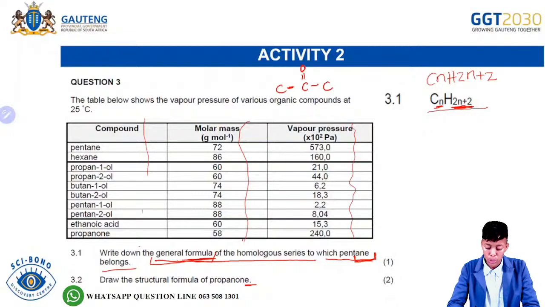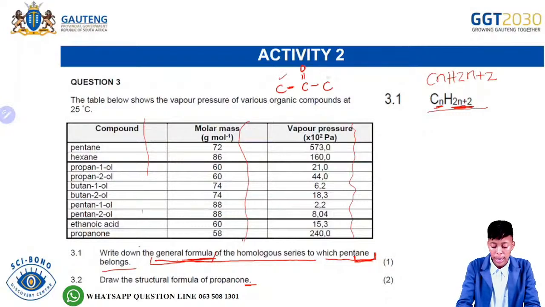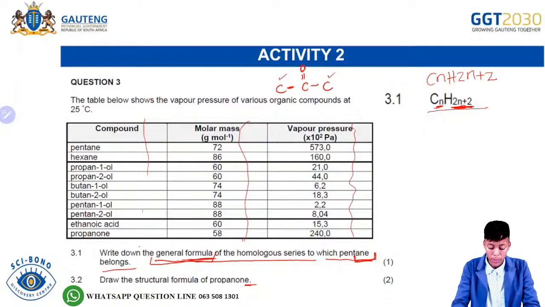And then you move on to the next one to say it is prop. So if you have prop, it means that you have how many carbons? It is going to be 3 carbons. So you have the structure C double bond O in between 2 carbons. Then prop means 3 carbons, and then you can add the rest of the hydrogens.